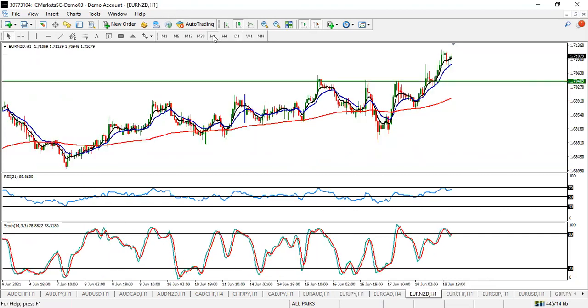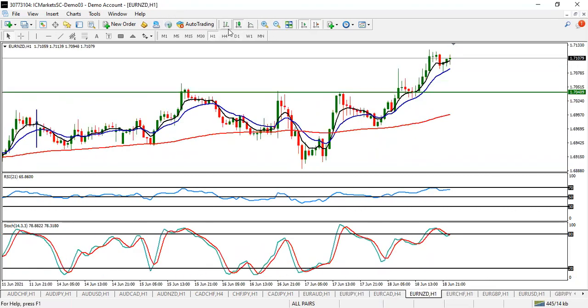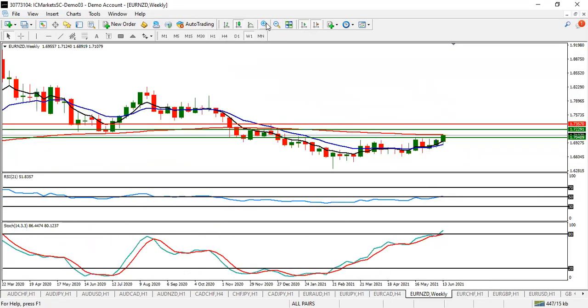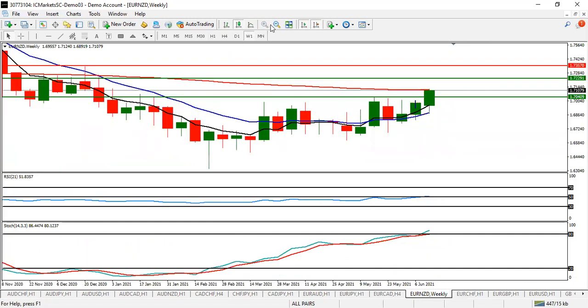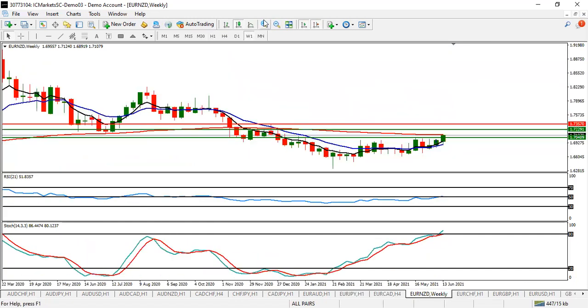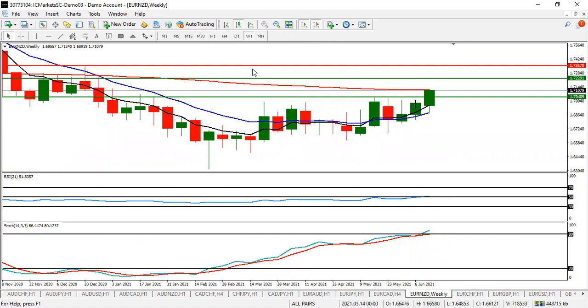Euro NZD is my next pair. So we are currently bullish on the Euro NZD. The weekly candle closed with a strong momentum candle so far. So with this in mind, we expect this momentum to continue to move higher to the red resistance at 1.7353 during this coming week. All right, so that's the weekly target.